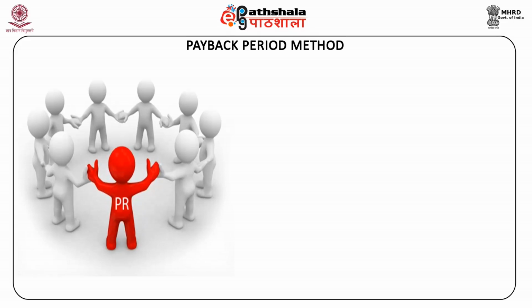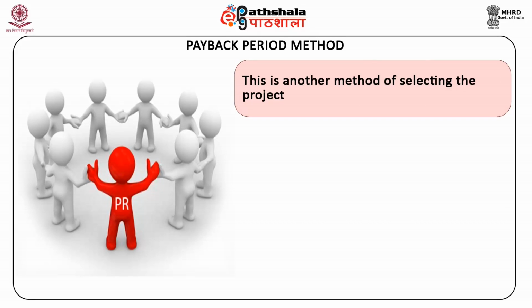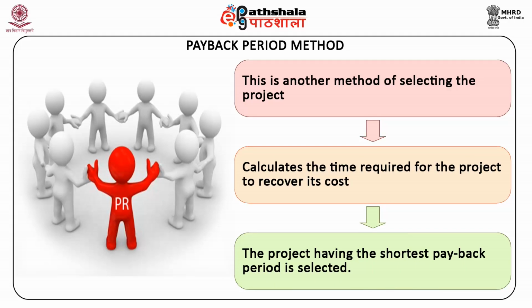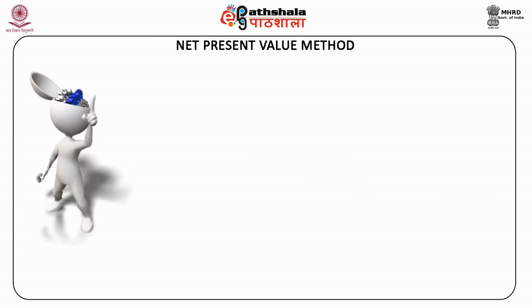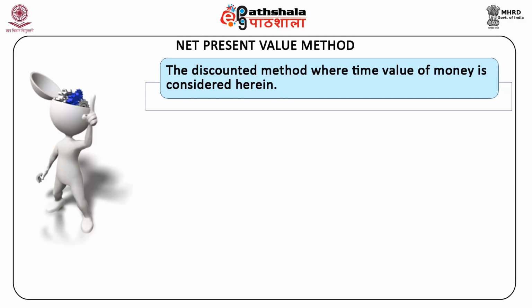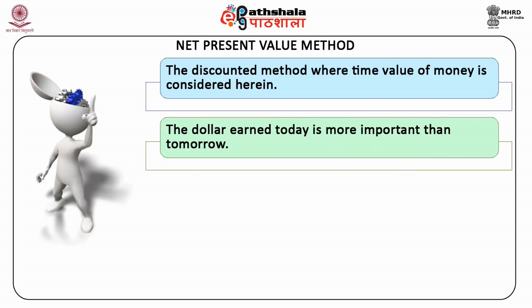The second is the payback period method. This is another method of selecting the project. This method calculates the time required for the project to recover its cost. The project having the shortest payback period is selected. The third one is the net present value method. This is one of the discounted methods where the time value of money is considered. It is assumed that a dollar earned today is more important than tomorrow.